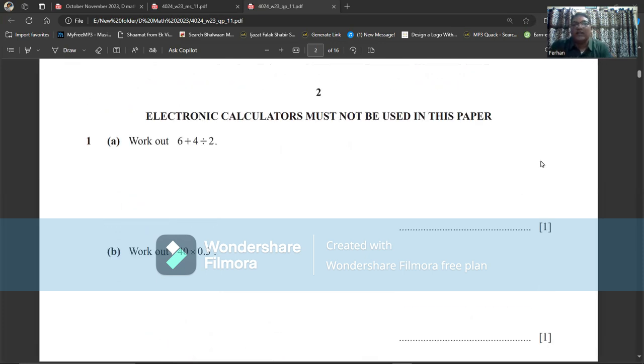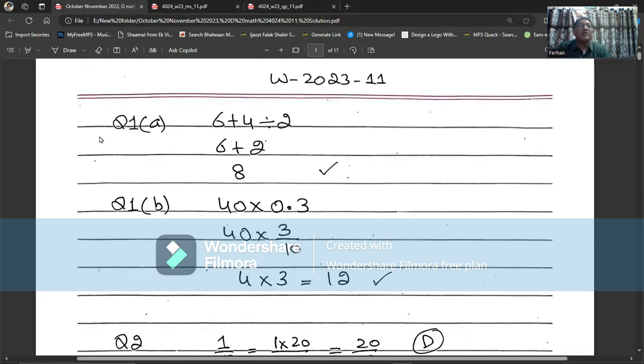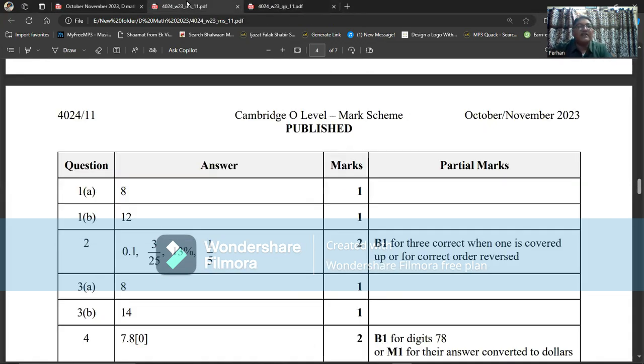Question number 1. Work out 6 plus 4 divided by 2. According to BODMAS, first of all, we will perform the operation of division, and then we will perform the operation of addition. So let me show you my solution. 4 divided by 2 will be 2, and 6 plus 2 will be 8. So 8 is the answer.